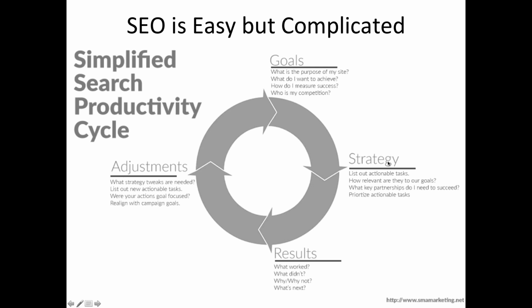So the next part is thinking about your strategy. So what are the strategies that you need to think about? And this is where it gets very tricky. So you have to list out actionable tasks. What are the things that you need to do? How relevant they are to your goals?